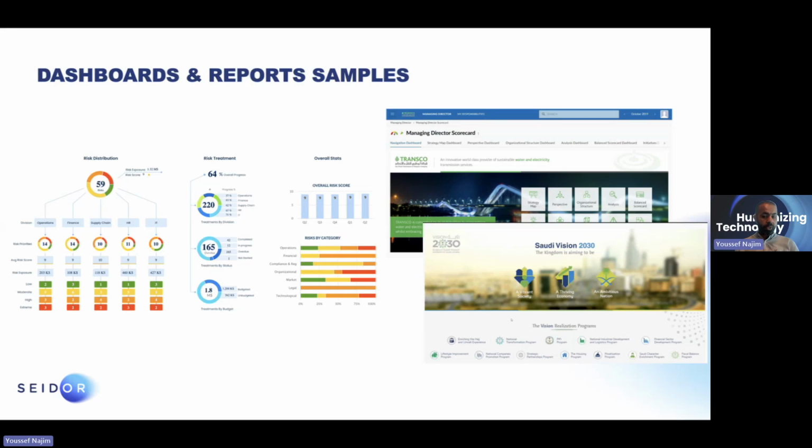In terms of dashboard, Tahir has just shown you a little bit of a flavor of how Corporator is.